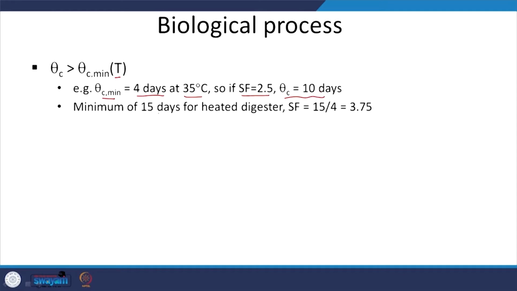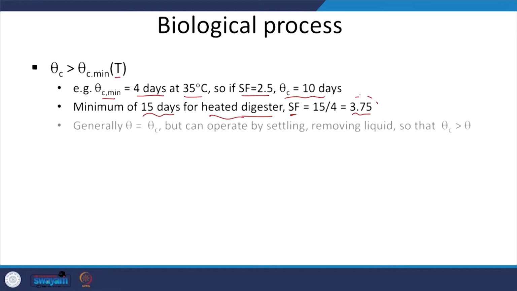But typically the minimum for digesters is 15 days, in general for the heated digester. So, as you can see, the safety factor that people typically end up using is relatively high enough, right. So, if you are operating it at theta equal to theta C, but you can operate by settling and removing liquids so that theta C is greater than theta, right. So, that is one aspect.